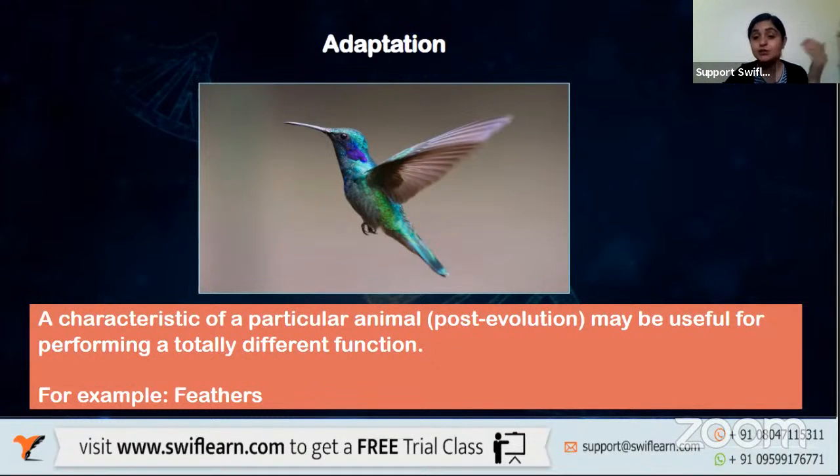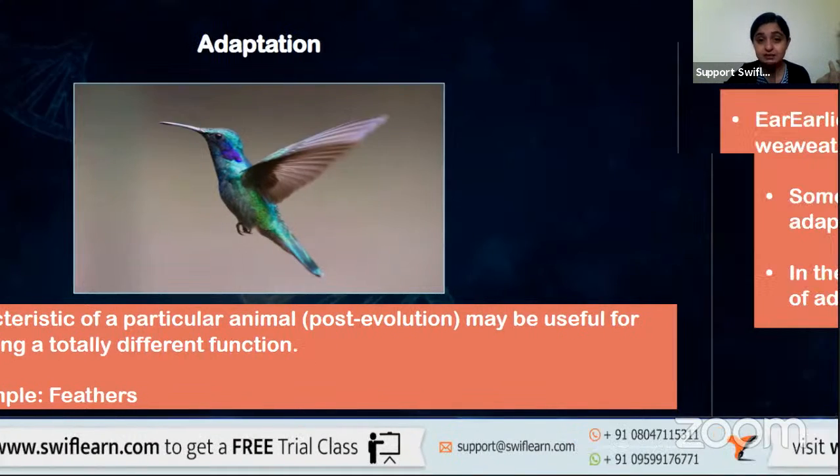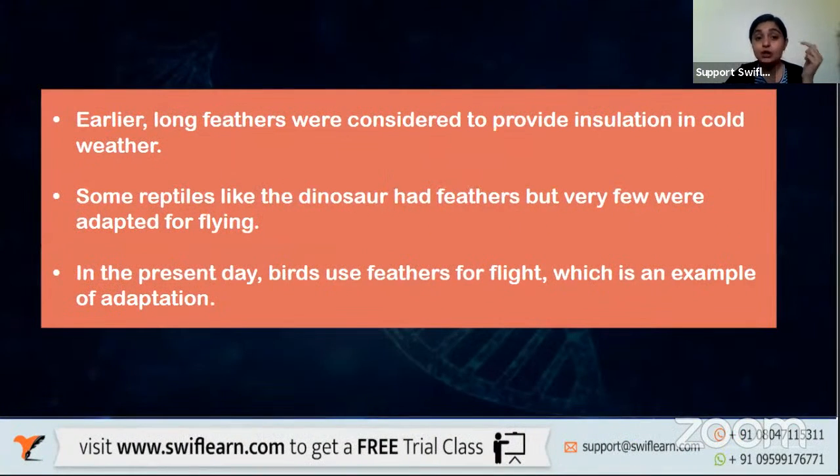Nowadays, what we see is that birds use their feathers or their wings to fly. So what exactly were the other animals doing with the feathers earlier? Earlier, long feathers were considered to provide insulation in cold weather. Insulation means providing heat, providing warmth. So the feathers would provide them warmth because feathers are considered warm, isn't it?